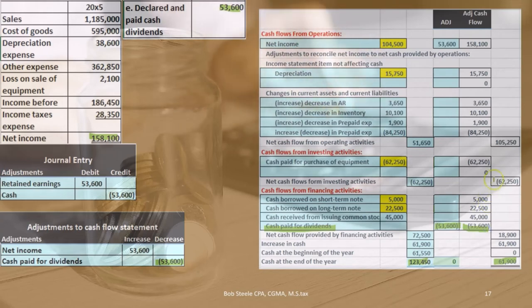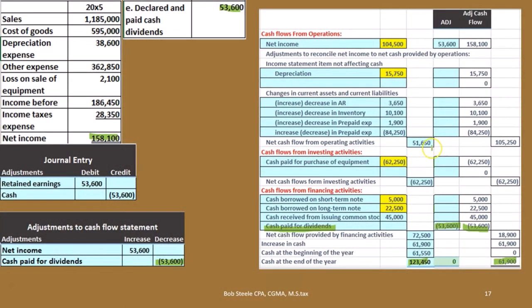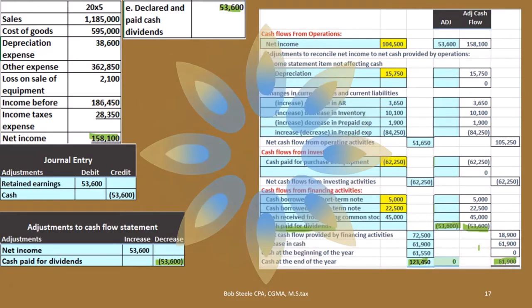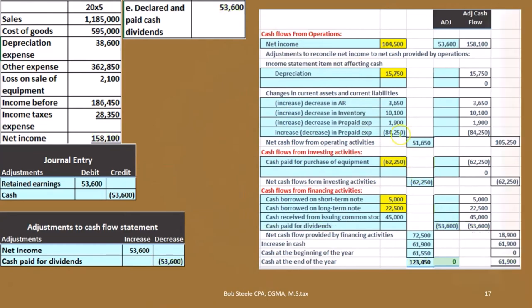So now we had a change to our operating activities, went from here to here. We had an equivalent change down here in our financing activities. We're still in balance. That's not going to throw us off. We're good. I see exactly what happened there. Let's go back and find out our next difference and see what that is.